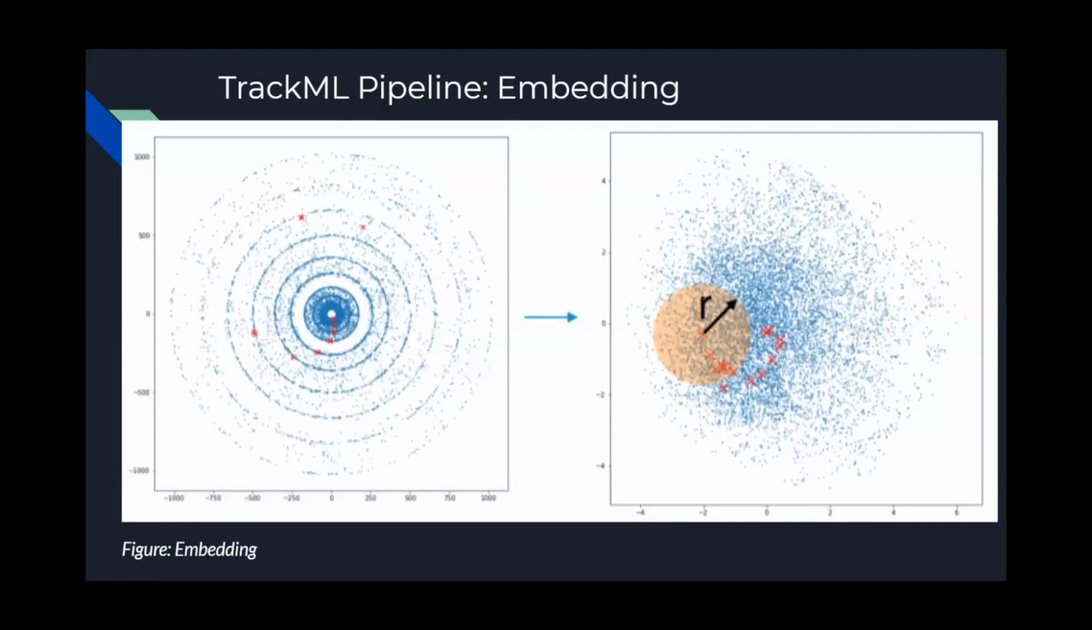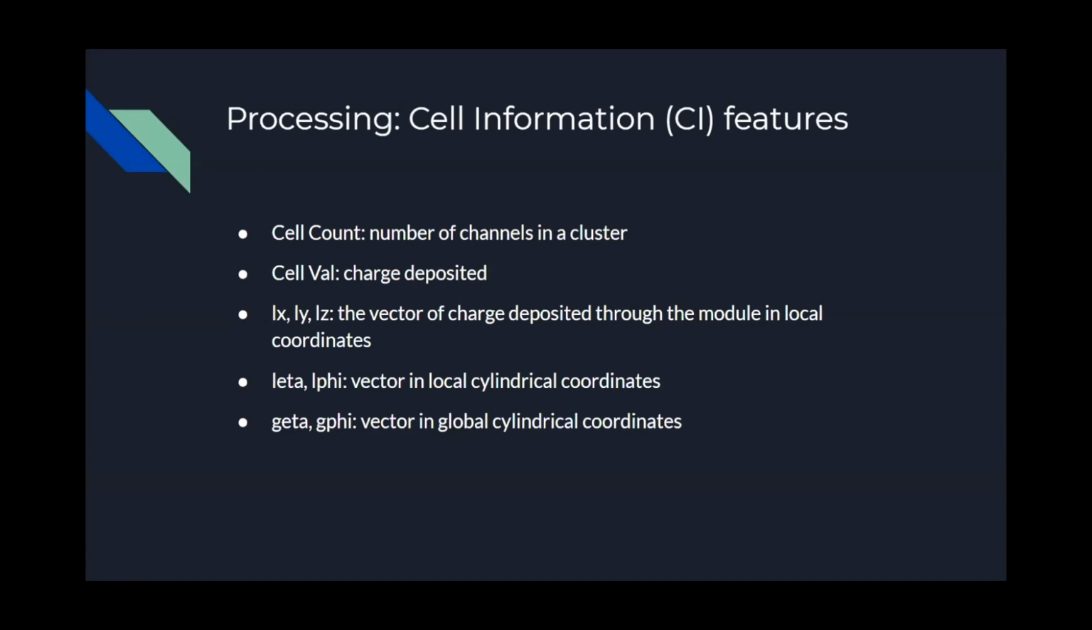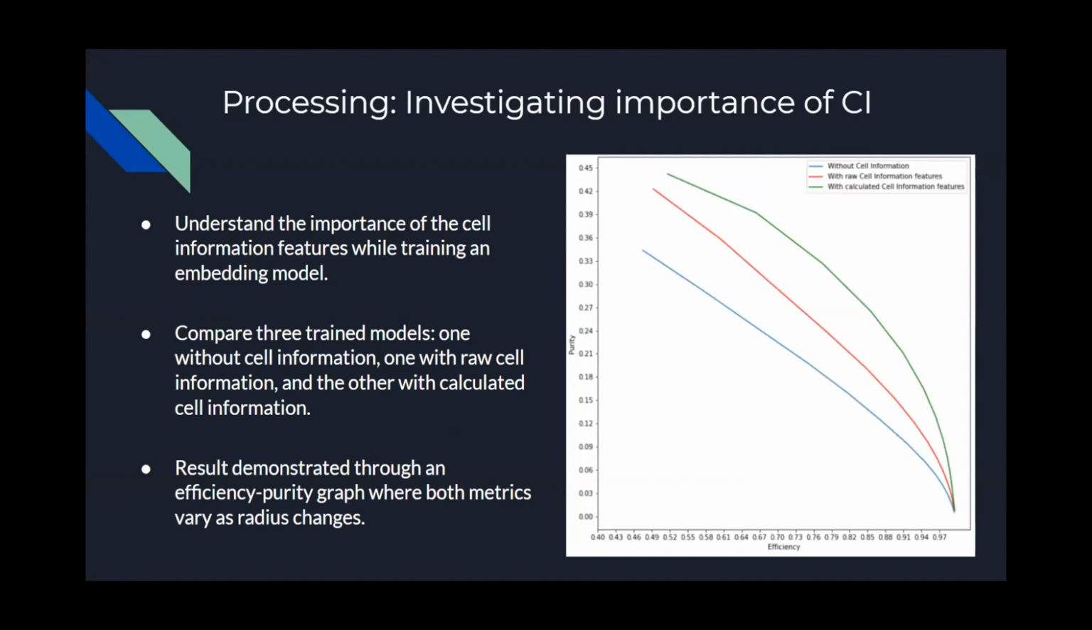So here's a diagram that just shows what the embedding looks like. Here on the left, we have the original space and a set of hits. And we then go to the embedded space. We then use the nearest neighbors algorithm to generate edges between the hits to reconstruct the track. So here's a list of the cell information features from the processing stage that I ended up using at the end. I'll explain why I chose these features.